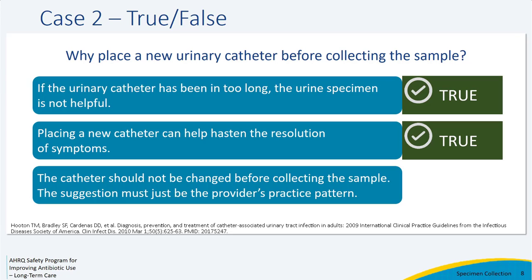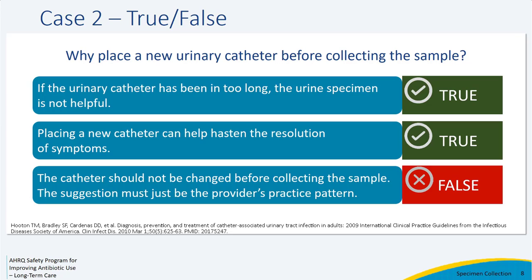3. The catheter should not be changed before collecting the sample. The suggestion must just be the provider's practice pattern. This is false. IDSA guidelines recommend changing the urinary catheter before collecting a urine sample if it has been in place for more than 2 weeks. This is because colonizing bacteria from the catheter can get into the sample and lead to inaccurate culture results.